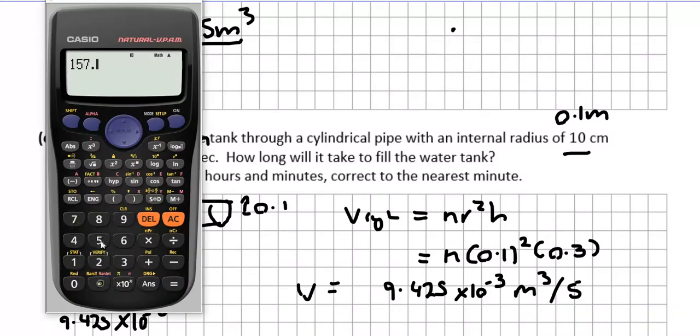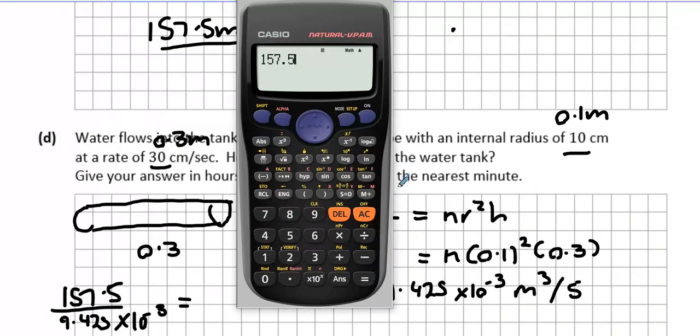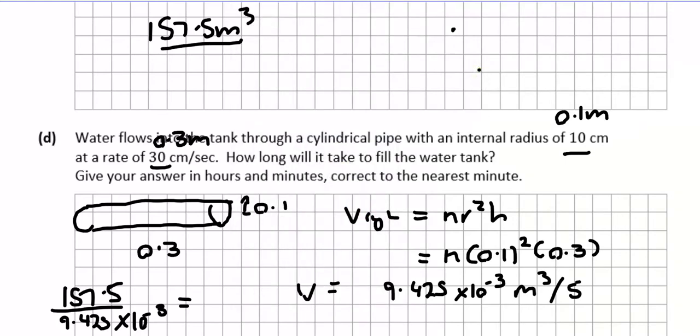So 157.5 divided by 9.425, better use brackets here. Actually, I'll use a fraction maybe. There you go. By 10 to the minus 3, x 10 to the power minus 3. And it takes 16,711 seconds, or let's do 711 seconds.